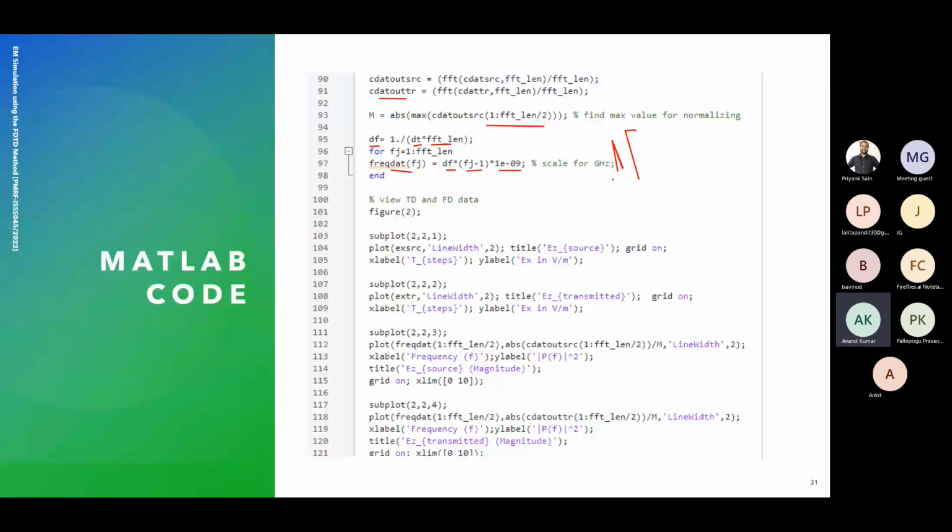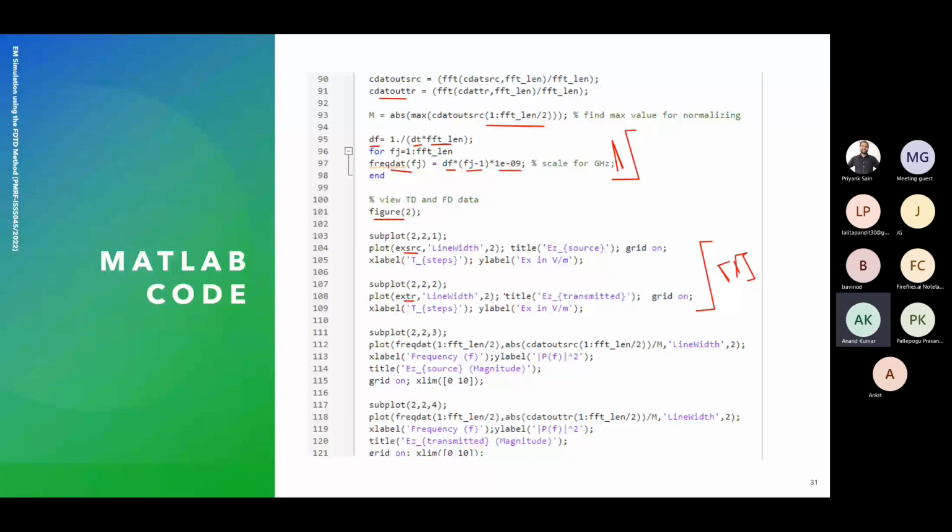Now we use the figure window. I've used subplot so that you get everything in one window. Over here we had recorded the x source and x transmitted values at the end of the loop, and these are plotting the time domain values of the source and the transmitted signals. And over here, these are plotting the frequency domain.